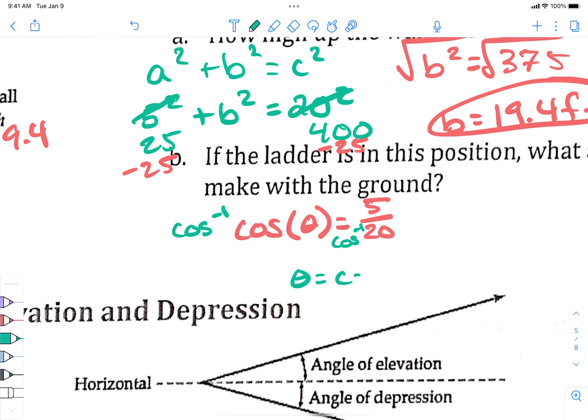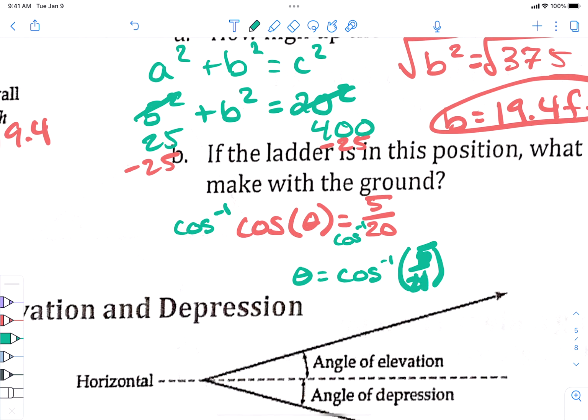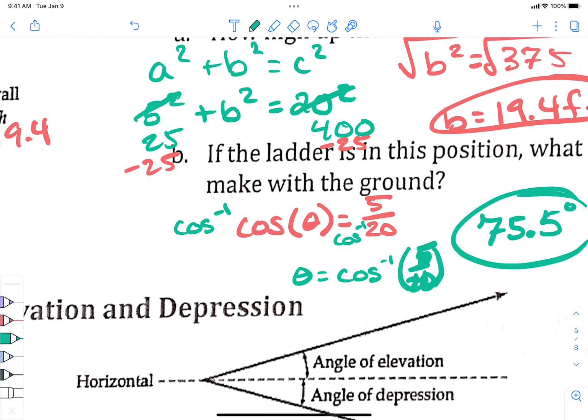Theta equals inverse cosine of, oh wait a second, 5 over 20, if you reduce it to 1 over 4, can you do that to make it less work to type in? You could certainly do that, or you could type in 5 over 20, it doesn't matter. 75.5 degrees. That's the angle he makes at the bottom left corner with the ground. Okay? All right?